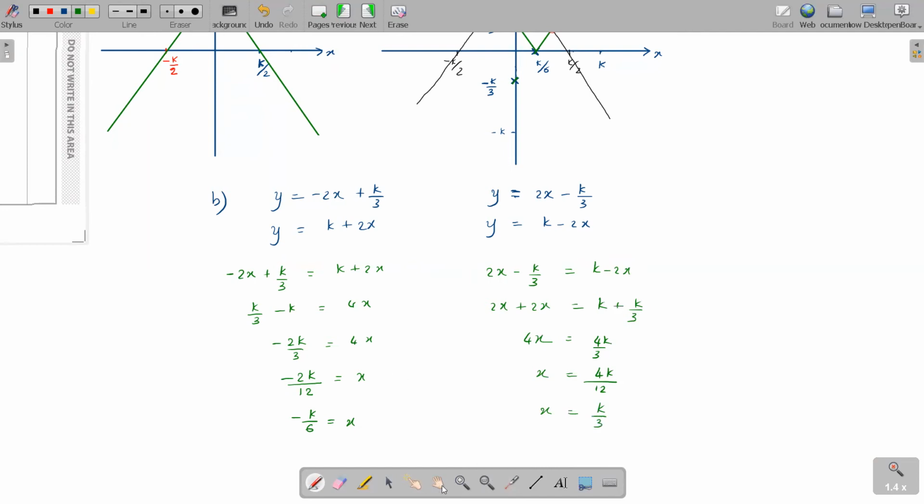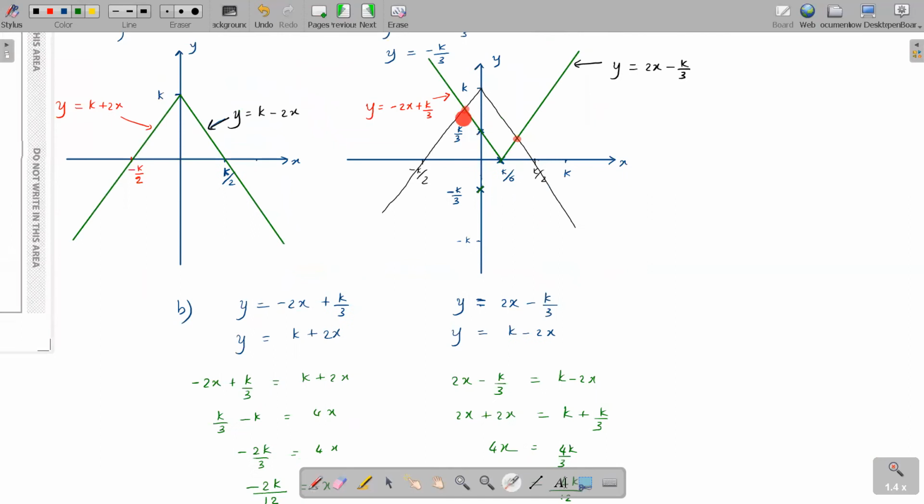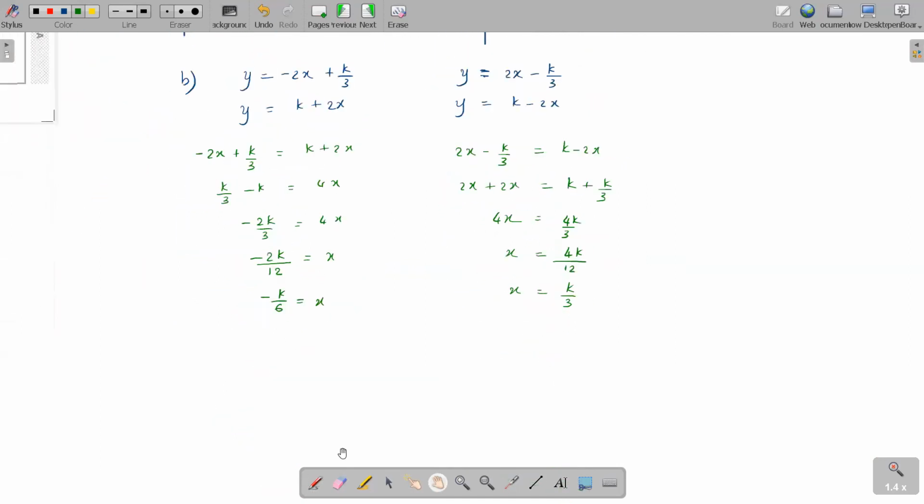So these are your two solutions: x equals negative k over 6 and x equals k over 3. So give the answer for part B, x equals negative k over 6 and x equals k over 3. These are the two solutions.